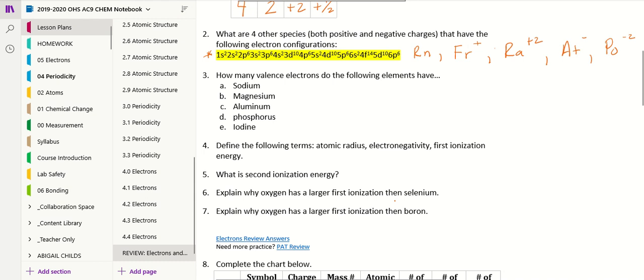Okay? Take a look at number 3. Sodium. How many valence electrons? What group's it in? It's in group 1, so it has 1. What about magnesium? Group 2, so it has 2. Aluminum? Group 13, so it has 3. Phosphorus? 15, so you have 5. Iodine? Group 17, so you have 7 valence electrons. So you should know that pattern going across the periodic table.